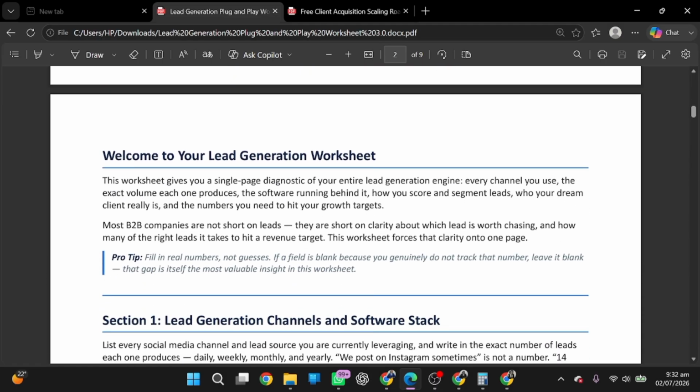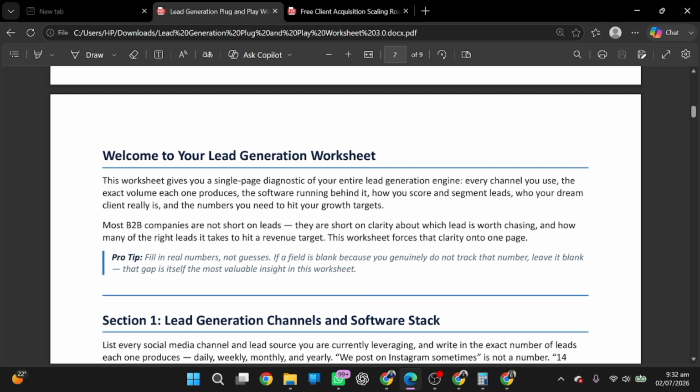Now this worksheet gives you a single-page diagnostic of your entire lead generation engine: every channel you use, the exact volume each one produces, the software running behind it, how you score and segment leads, who your dream client really is, and the numbers you need to hit for your growth targets. Here's a pro tip: fill in the real numbers, no guesses. If a field is blank because you genuinely do not track that number, leave it blank.